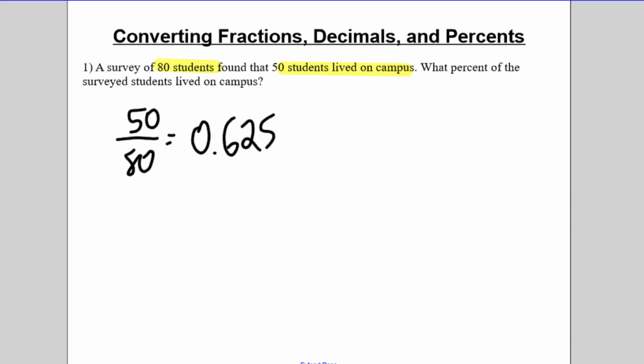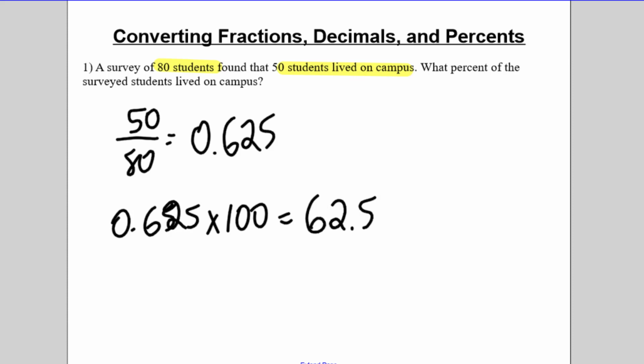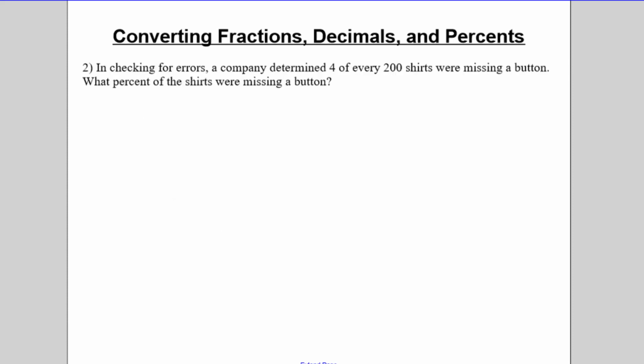625 thousandths. And we know that to convert the decimal to percent, we're then going to say the 625 thousandths times 100, which will give us 62.5%. So we can say that 62.5% of the students live on campus.